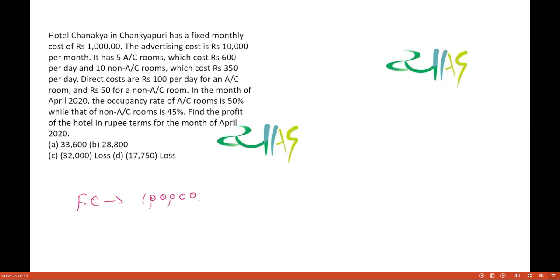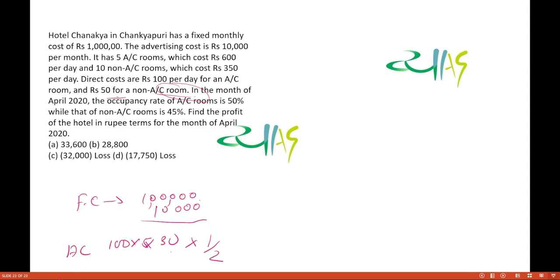Okay, we have this fixed cost as 1 lakh. Fine. Then we have this 10,000 rupees advertisement cost. Then there are some direct costs also. Direct cost is rupees 100 per day. So 100 into how many rooms are there? 5. Okay. Into 5 and for how many days? It is saying direct cost for 100 rupees per day. So 30, but direct cost will only be involved when that room will be occupied. So that will be divided by 1 by 2.